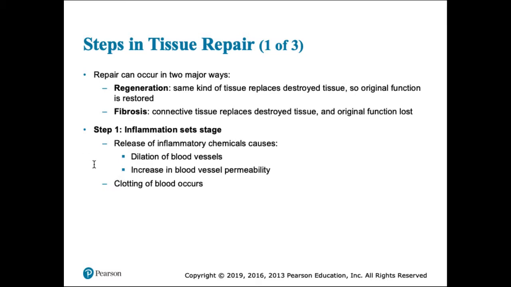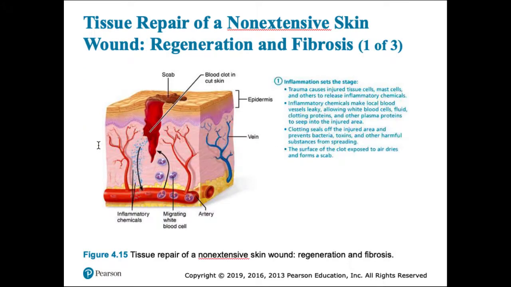The first thing that happens is inflammation sets in, with a release of inflammatory chemicals. If you have a cut or something happens, all of a sudden these chemicals go to the site of the injury. You get dilation of blood vessels, an increase in blood vessel permeability, and then clotting of the blood will occur as your immune system kicks in and inflammation begins.